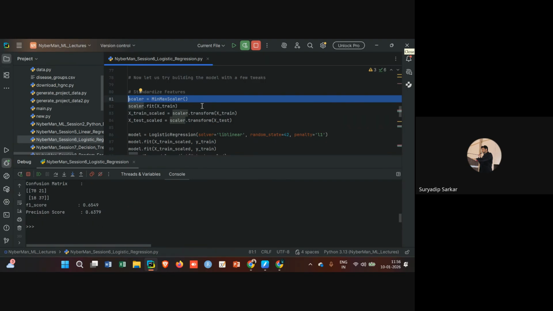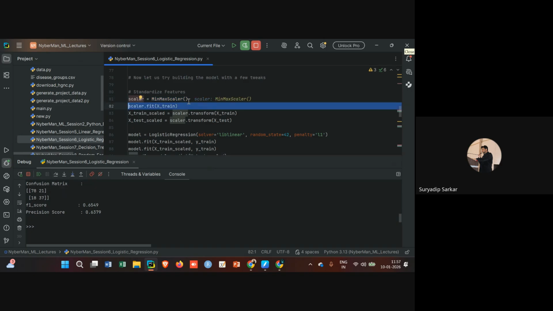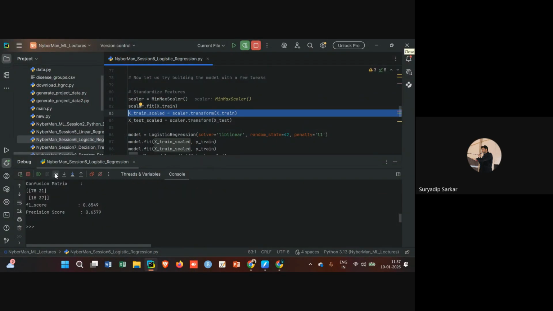Now let us try building this model again with a few tweaks. First and foremost, I will do some pre-processing. So we will pre-process using the min-max scaler today. Yesterday we used the standard scaler. Okay, today we will use the min-max scaler. So all I have to do is first load the scaler function and then perform the scaler function on the training data set. I will go ahead and do this. Remember, you only scale your features.